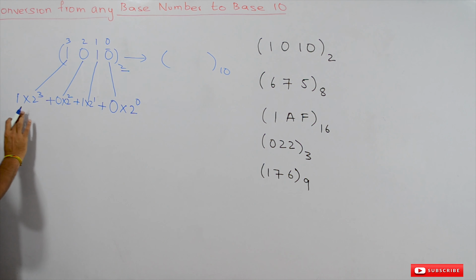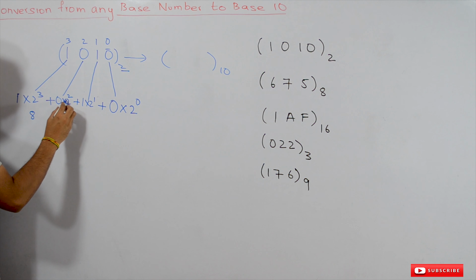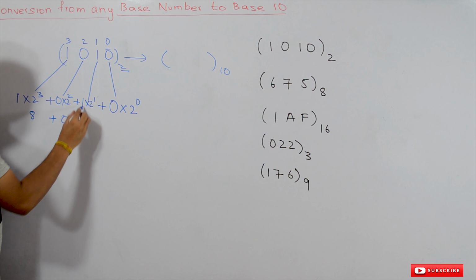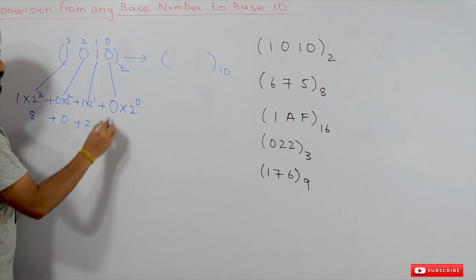1 into 2 power 3 is 8, plus 0 into 2 power 2. 0 into anything is 0, plus 1 into 2 power 1 is 2, and 0 into 2 power 0 is 0. So the sum of all these values is 10. So the decimal equivalent of 1010 is 10 in decimal.